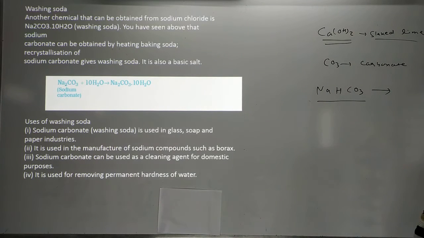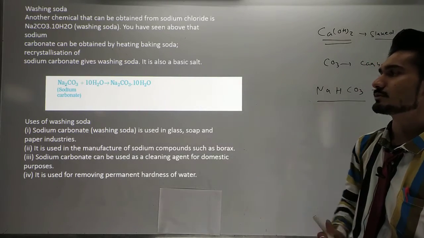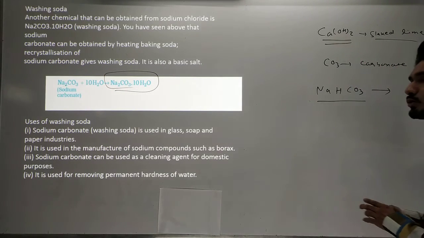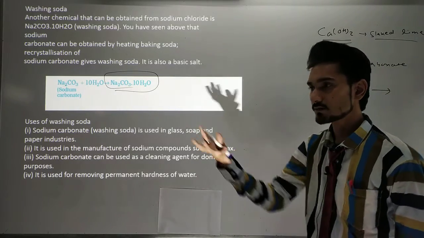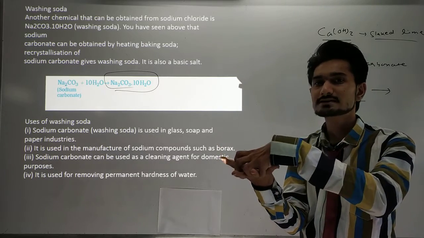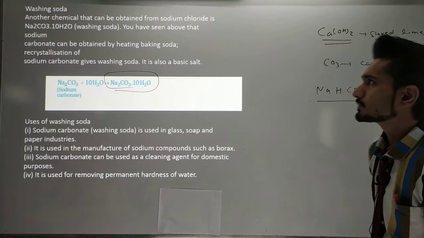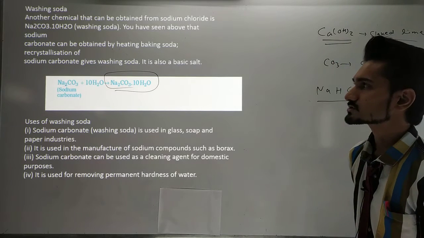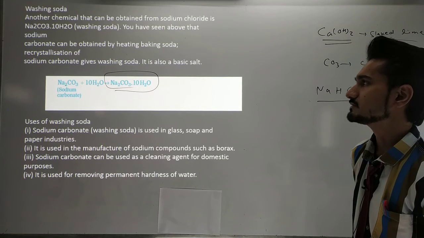Going to see a last topic, that will be the washing soda. Now what is the washing soda? Washing soda's molecular formula is Na2CO3 and 10 H2O molecules together will be called as the washing soda. So it means it contains the water in it. Sodium carbonate that has the water present in it will be called as the washing soda. So another chemical that can be obtained from the sodium chloride is Na2CO3 10H2O washing soda. You have seen above, the sodium carbonate can be obtained by heating baking soda. Recrystallization of sodium carbonate gives washing soda.